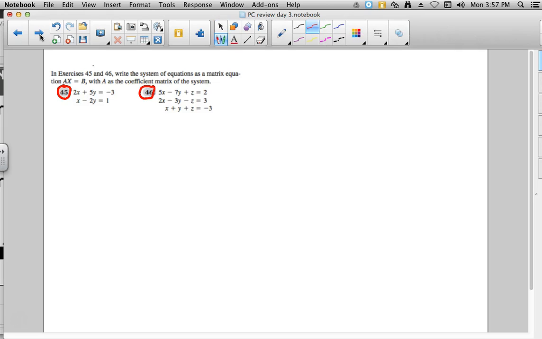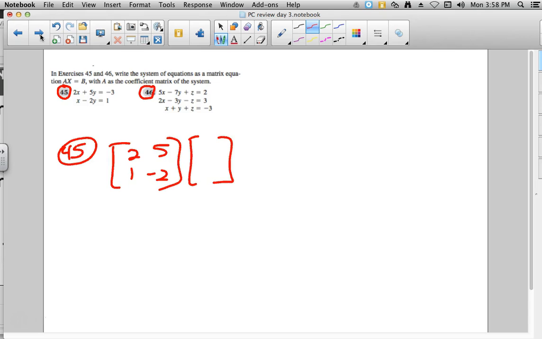On the next page, it just said write the system of equations as a matrix equation, AX equals B, with A as the coefficient matrix of the system. So this is what we do if we intend on using inverse matrices to solve a system. We say, all right, our coefficients for the X's and the Y's would be 2, 5, 1, negative 2, but it's not just coefficients with this. They do have an x and a y.